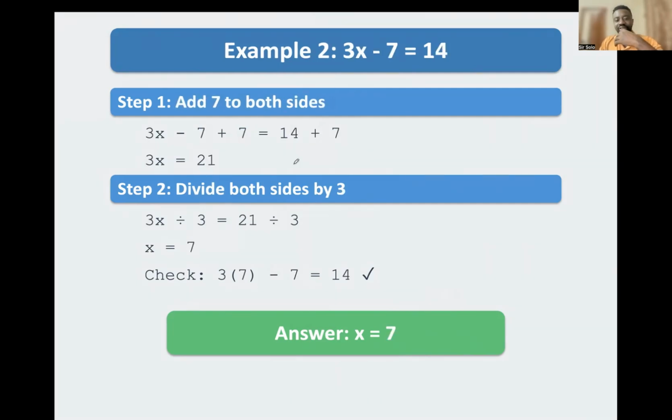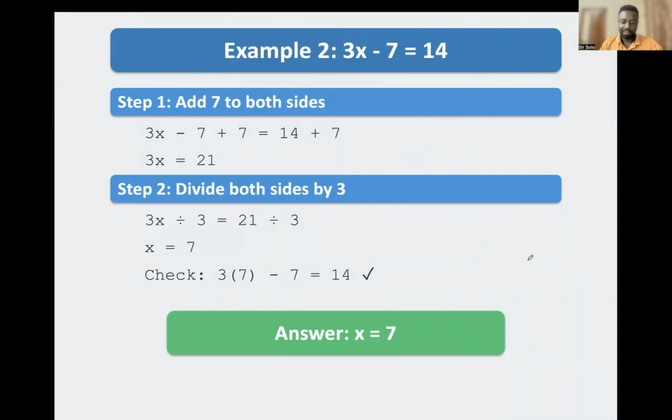Now, this is also another example. 3x minus 7 is equal to 14. So the same, 3x is equal to 14 plus 7 because it crosses. And after, 3x is equal to 21. Then divide both sides by 3, both sides by 3. Then x is equal to what? 21 divided by 3, and that is 7.